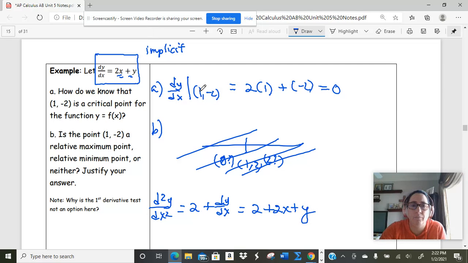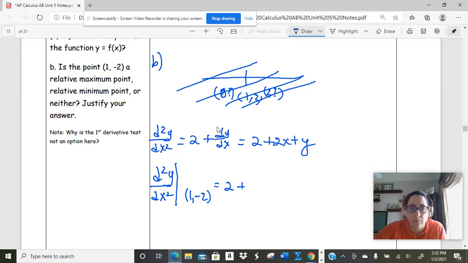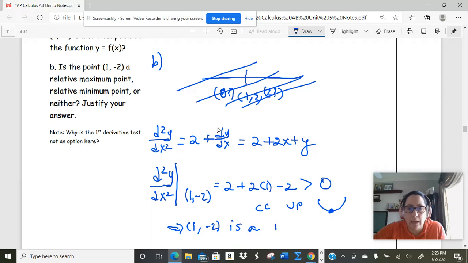Okay, and see if you got what I got. Now, in order to know if that is a relative max or a relative min, we need to plug our point into the second derivative and see if we get a positive or a negative. And that gives me out 2, which is a positive. So that tells me that we are concave up. So (1, -2) is a relative min by that second derivative test. Okay?